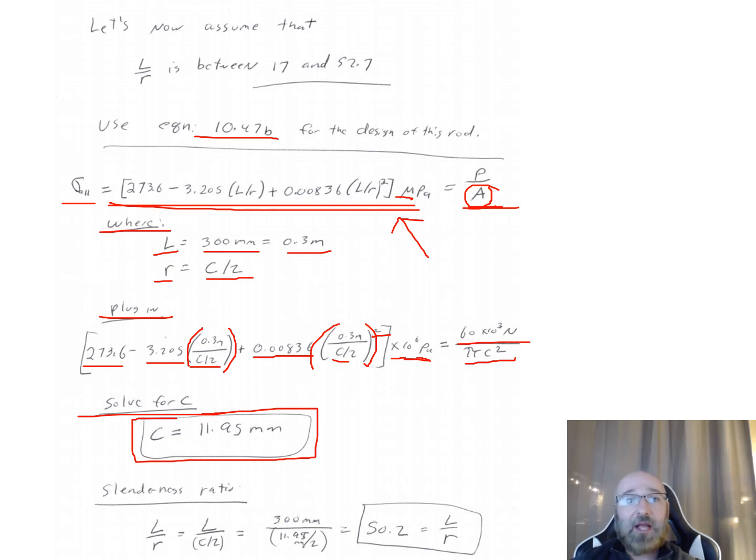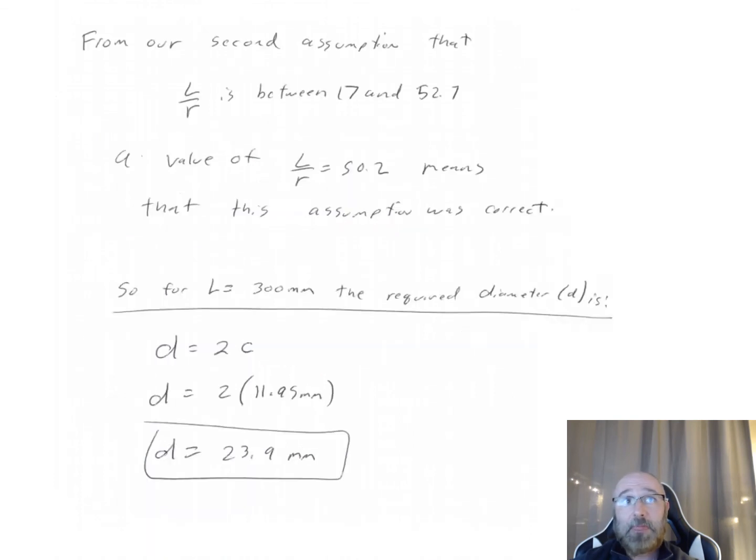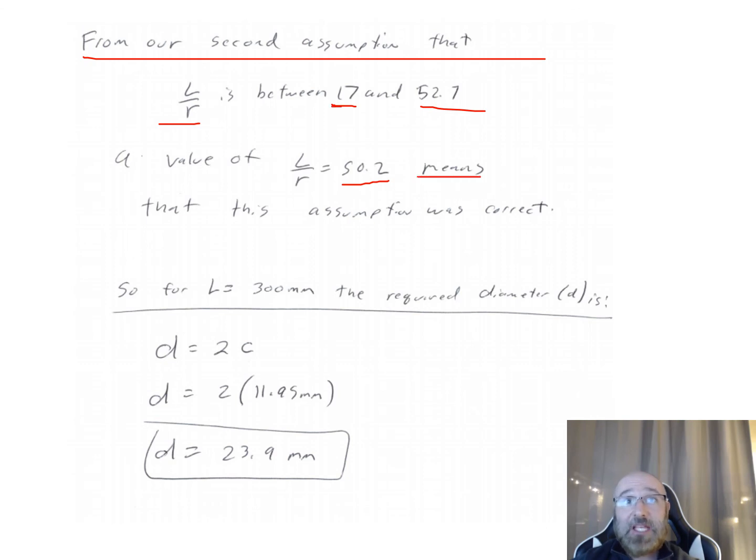So now we can go back and do that double check again, look at our slenderness ratio, or L over R, which in our case here is L over C over 2, which is 300 millimeters divided by this value of 11.95 millimeters over 2, which is equal to, when we do all our math here, 50.2. So our L over R value is 50.2. So from our second assumption, we assume that our slenderness ratio is going to be between 17 and 52.5. We found it to be 50.2. That means it is between those two values, so therefore our assumption was correct.